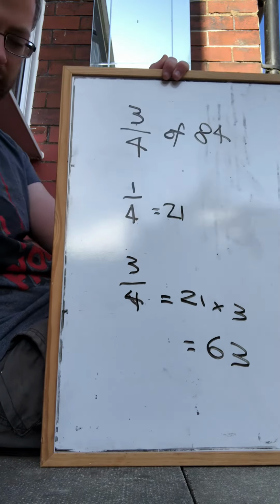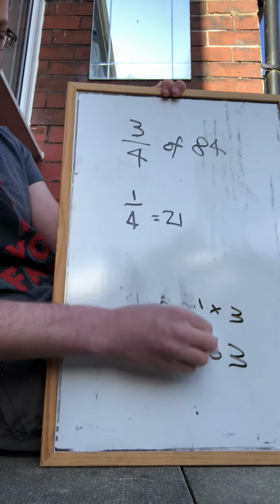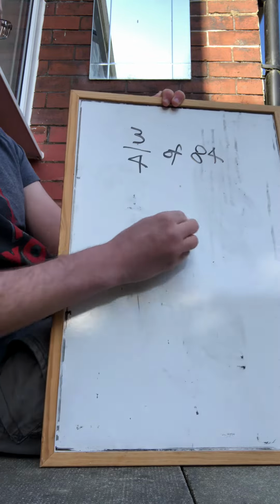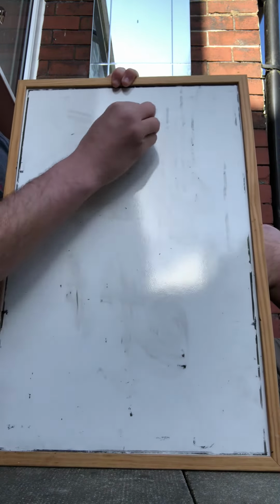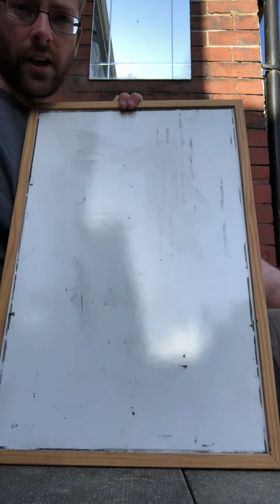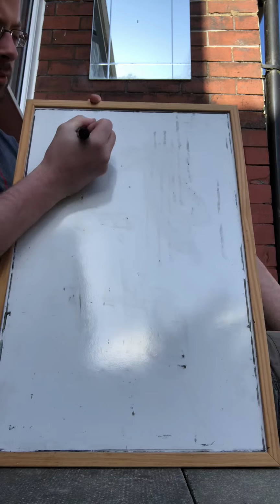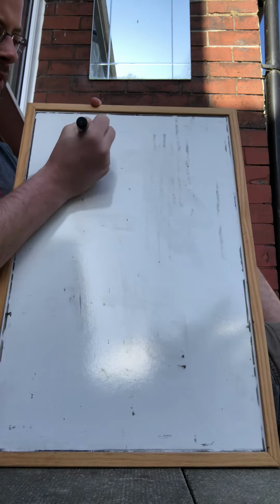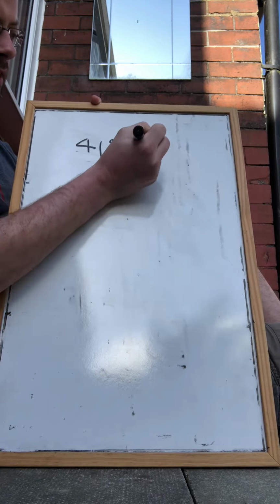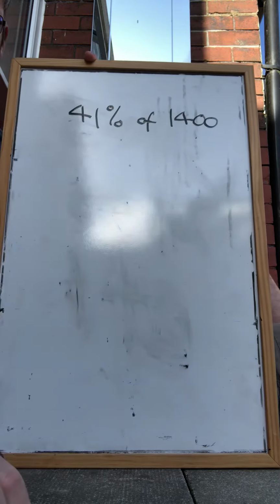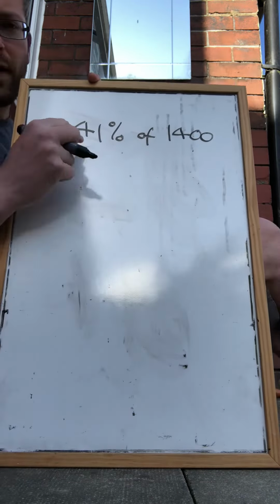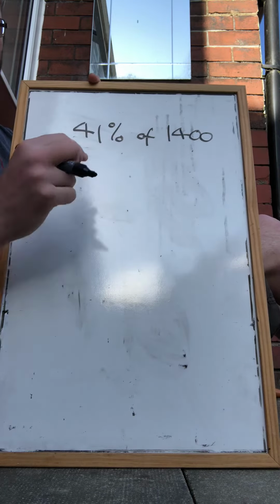Straightforward? Hopefully. Okay, so that's fractions. Now percentages, some of them are easy to do, and I've put the easy ones on the document, so things like 25%, we just find a quarter, 50%, we find half, 10% we divide by 10. So what happens if we've got something like 41% of 1,400? To do that, I can't find 40% easily, but I can find 1% easily.